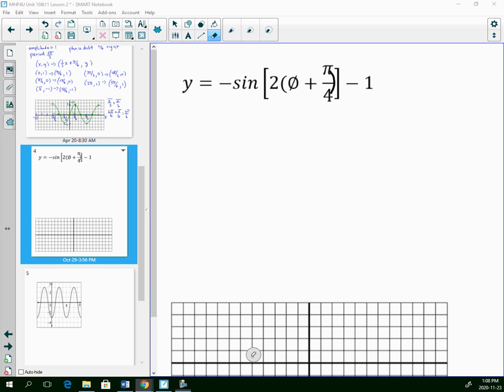Okay, let's see. All right, let's see how we're doing on this question. All right, so the amplitude is just 1. It has a vertical reflection.